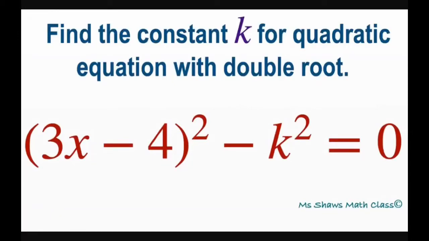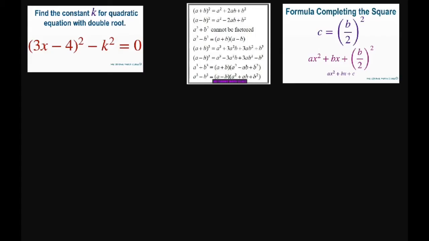Everyone, we're going to find the constant k for the quadratic equation with the double root. What a double root means is we only have one solution for this part right here. So just looking at that, that has a multiplicity of 2. So that means if you didn't have this k here, you would have (3x minus 4) squared equals 0.